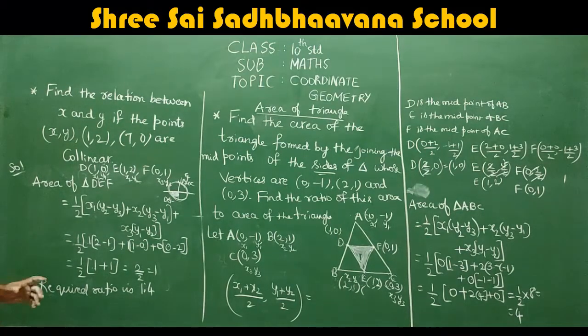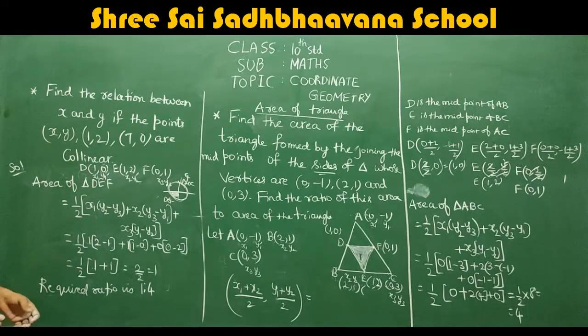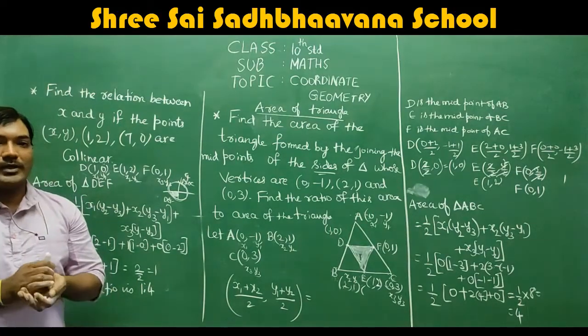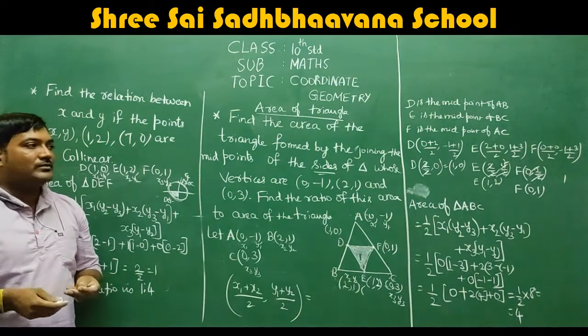So that is the reason the required ratio will be 1:4, because they ask you to compare the area of triangle DEF with the area of the whole triangle ABC. That is why 1:4 will be the comparison and that is the ratio. I hope you understood this.